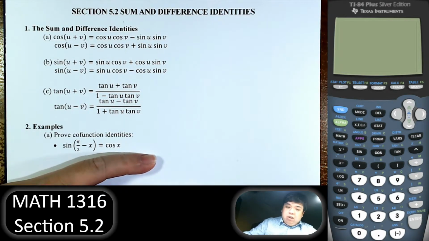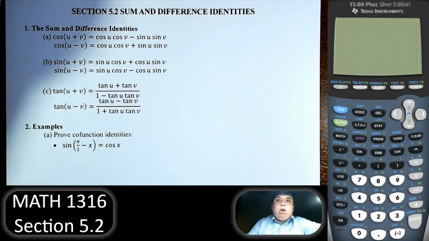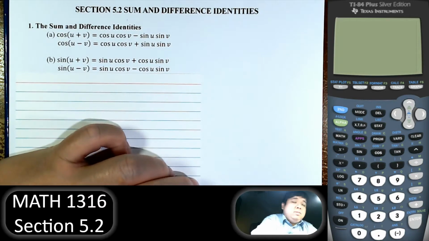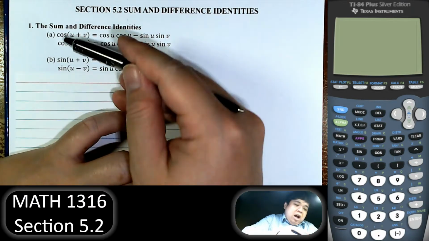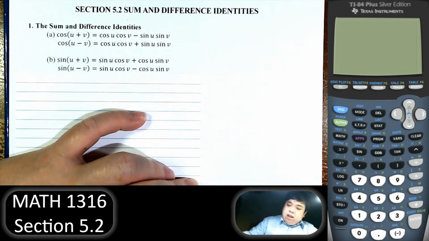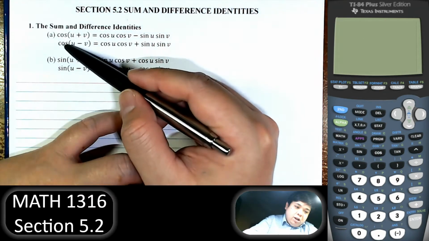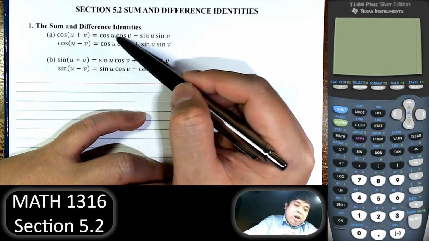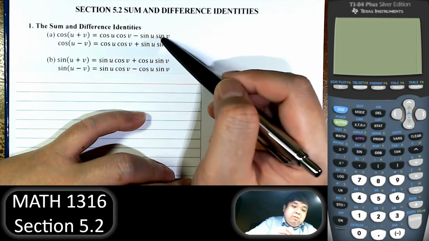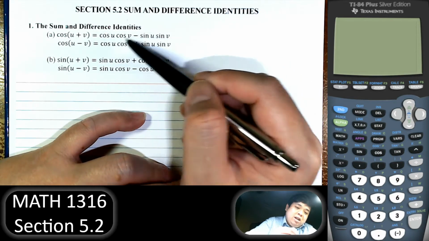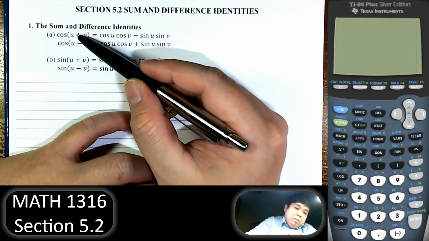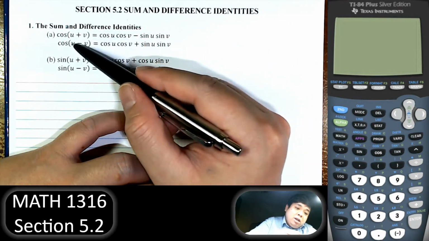So let's look at these identities. Pay attention to cosine and sine first. So cosine of a sum, cosine of a difference. What we see here is that for cosine, sum or difference, we have cosine, sine, sine. So the products of the same function, right? Cosine, sine, sine. But the signs in the middle are opposite.